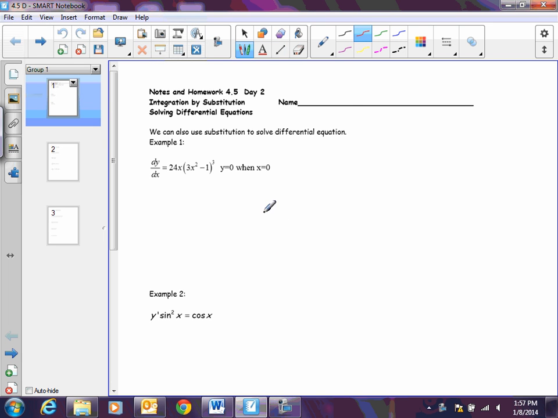Okay, so we're still on 4.5, which means we're still doing u-substitution. And the title of this is Solving Differential Equations. Does this sound like something we've done before? Yeah, it kind of sounds like it. I mean, we've definitely solved differential equations.